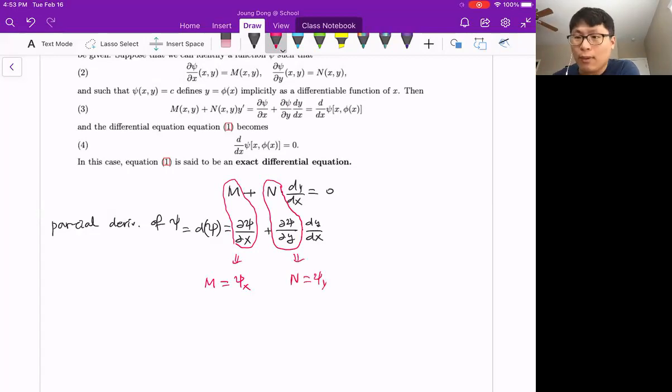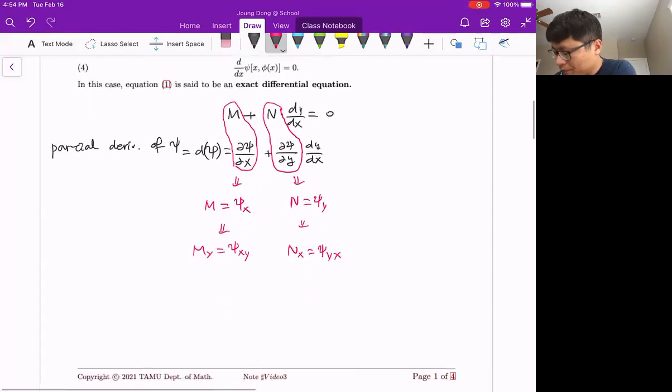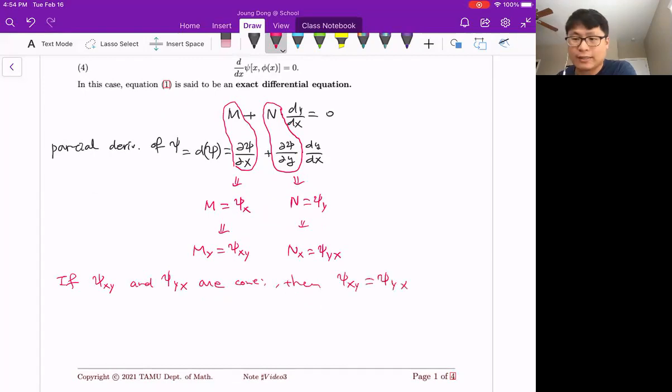Let's take the derivative one more time. For psi x, we take the derivative with respect to y, so this can be written as M y equals psi xy. And the second one, let me take the derivative with respect to x, then N x equals psi yx. Is it okay? You have to remember, if psi xy and psi yx are continuous functions, then psi xy must be equal to psi yx. Do you understand what I'm saying?